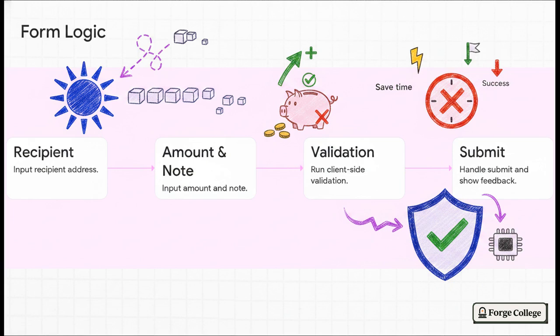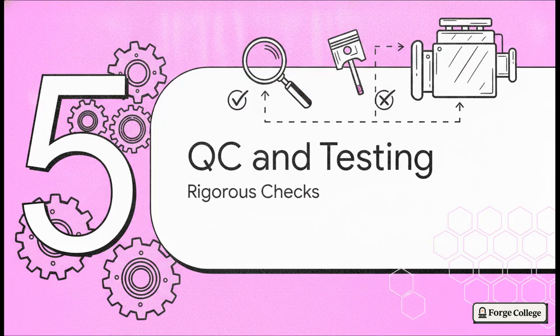We ensure the amount is positive and doesn't exceed their balance, right there in the browser. Only when our client-side validation gives the green light do we handle the submit and show the loading, success, or error feedback. It saves money and it keeps the whole dApp feeling incredibly snappy. Up next, part 5, quality control and testing.